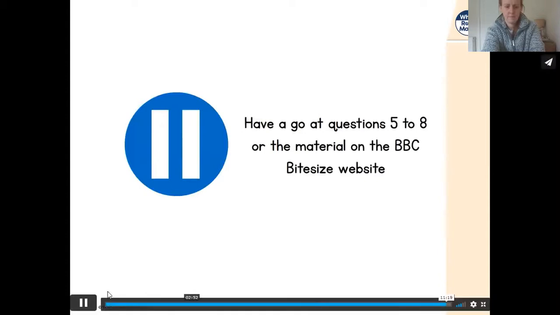If you have the worksheet in front of you for this lesson, you're now ready to have a go at the rest of the questions, or you can have another exploration of the BBC Bitesize website. Okay, now we're not going to use that. You can go on the BBC website if you want to have another look at pounds and pennies and how we can count money easily.